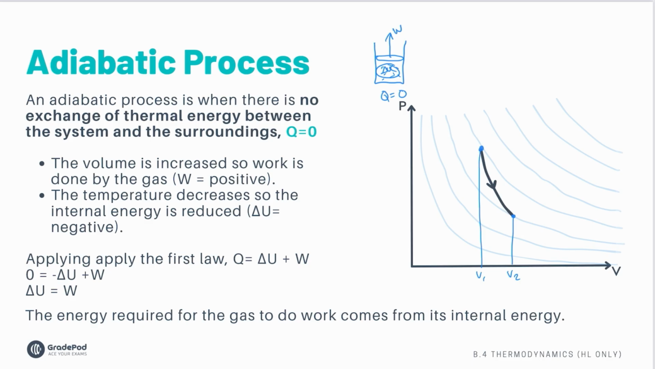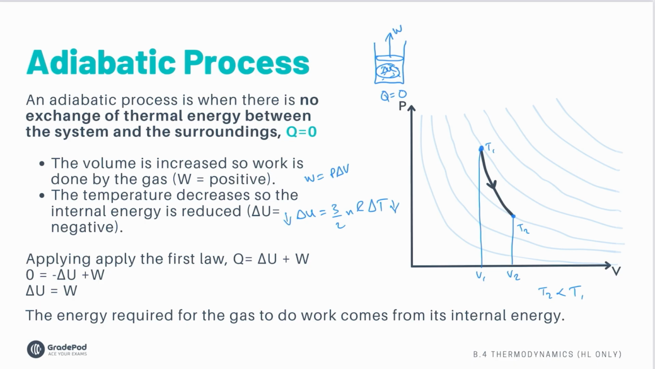V1, V2, the volume increases. So that means that W equals P delta V. There's work done, and it's positive in this case. We can also see that of temperature 1 and temperature 2, temperature 2 is less than temperature 1. So the temperature decreases. That means that there's a change in internal energy that gets smaller. The internal energy gets smaller, which is negative.